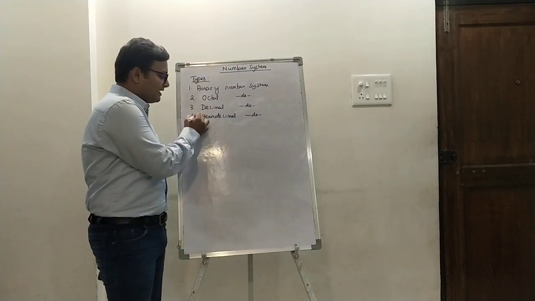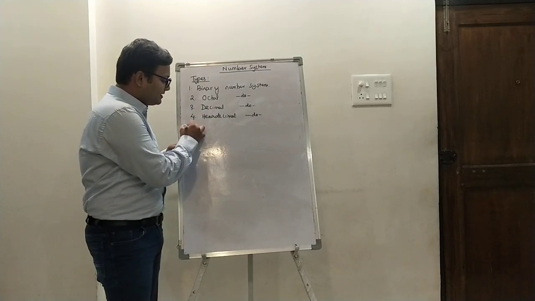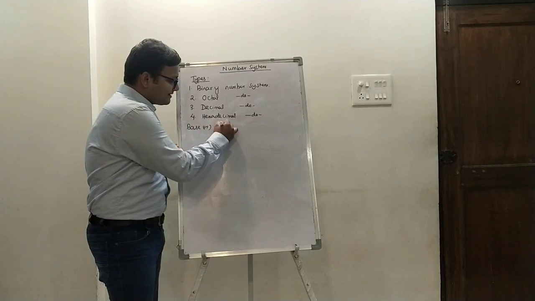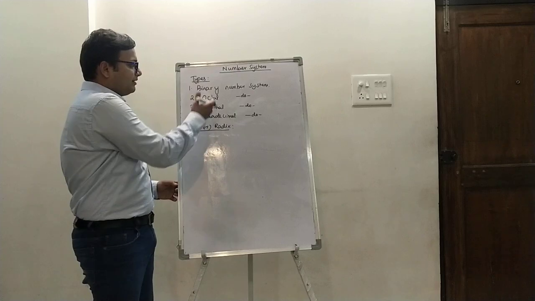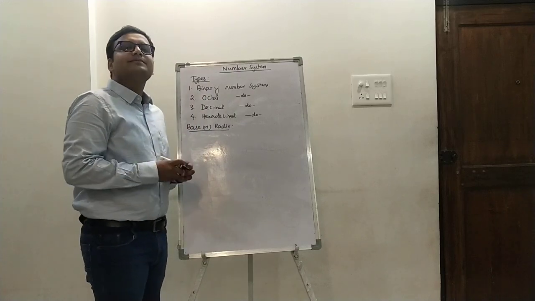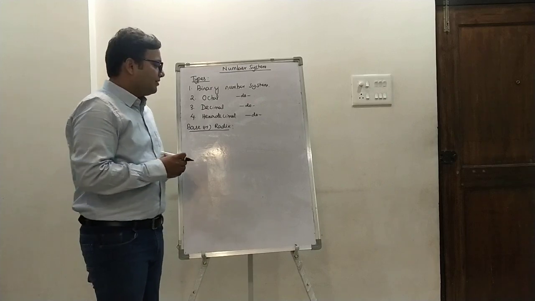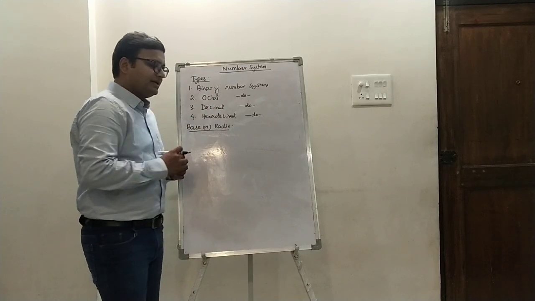Before starting, I am going to discuss a very important thing, which is the base or radix of a number system. After that we can define how all these things actually work: what is the binary number system, what is the decimal number system, what is the maximum digit in it. All these things we can define after seeing the base or radix of the number system.